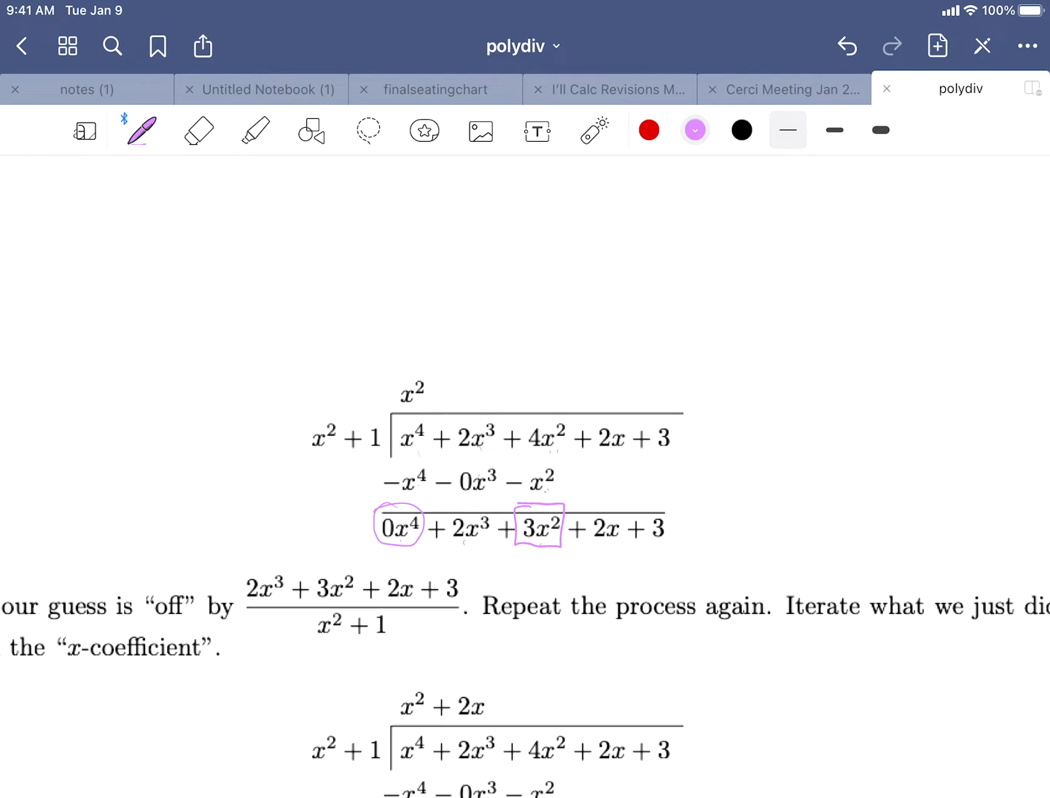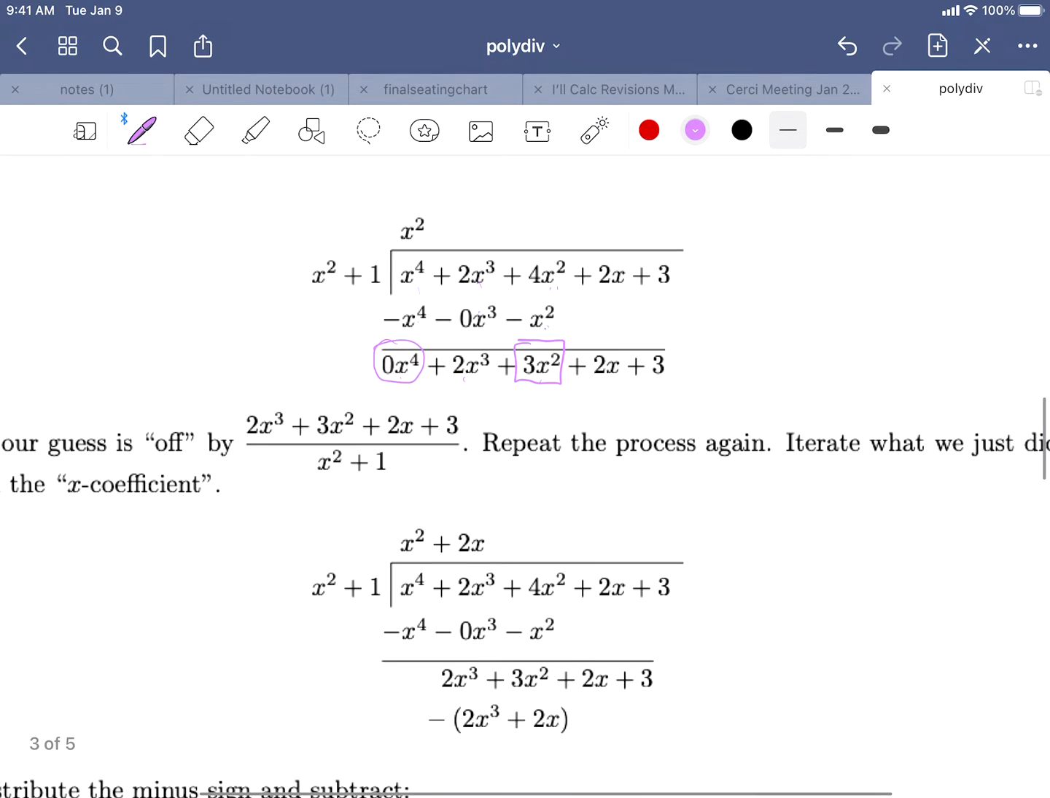So you'll remember in the step while we were doing the ad hoc thing, where we subtracted x squared from 4x squared, we got 3x squared. That's exactly the same 3x squared. So next step, I now need to figure out how many times x squared plus 1 goes into this. So let's keep on going. What do I need to multiply x squared by to get the leading term of 2x cubed? Well, it's 2x. I'll put a 2x there.